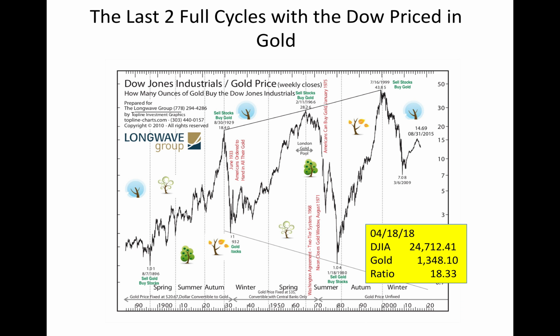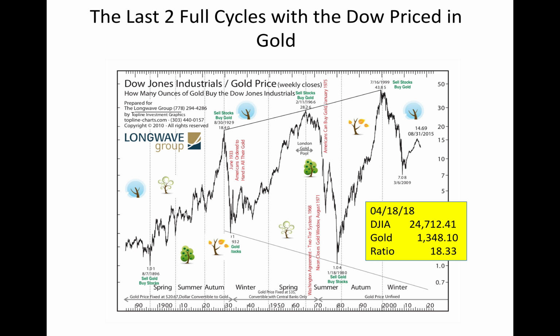Now, if you take a look at where we're at today, as of close of business yesterday, the Dow closed at 24,712. Gold was at 1348. The ratio is about 18. Now, we expect that by the time this shakes out, we're going to go back to a 1-to-1 ratio. So we're certainly bearish on stocks and bullish on gold.